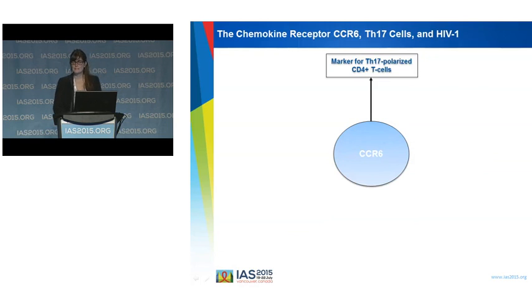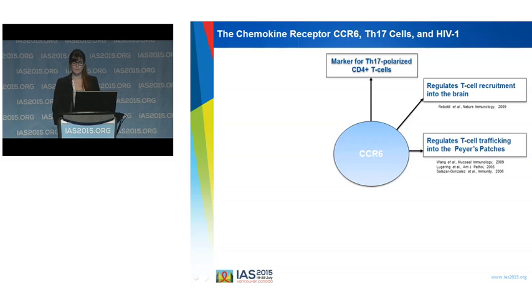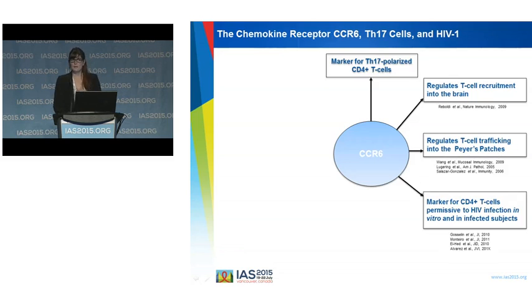CCR6 is a well-established marker for Th17 cells. CCR6 mediates migration into specific sites, including the brain and the Peyer's patches of the small intestine. Studies by our groups and others demonstrate that CCR6 is a marker for CD4 T cells highly permissive to HIV infection in vitro and in HIV subjects. CCR6 is also a marker for HIV-specific CD4 T cells.